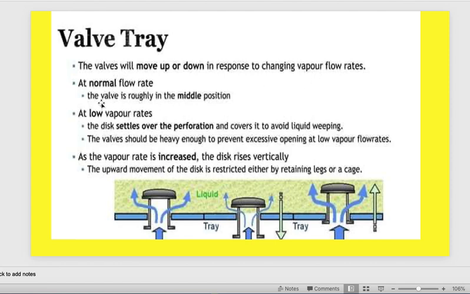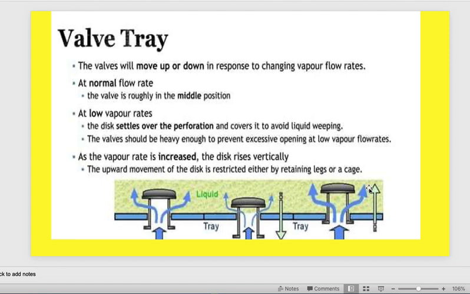At a normal flow, the valve is roughly in a middle position. At a low vapor rate, the vapor rate is very low, the disc settles over the perforation and covers and closes it, so no weeping will happen. I think it's clear now. Why will no weeping happen? At low vapor load. As the vapor load increases, it will open like in this position, so high, and the vapor will go through this nozzle upward to the top of the column.